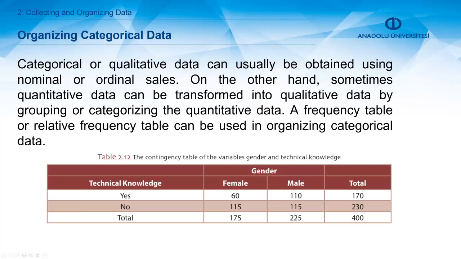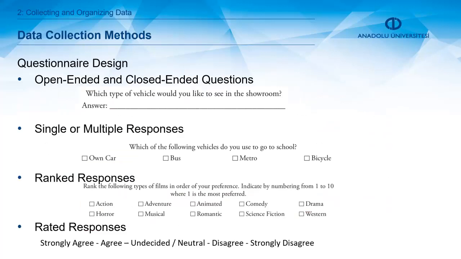So if I had these 400 observations in an Excel sheet, just writing down male, female, and so on, and next to that, technical knowledge, yes, no, yes, no, yes, no, it would be very difficult to understand what is going on. But now, once you create a contingency table, it's very easy to see what is going on. Maybe you can make some other reports.